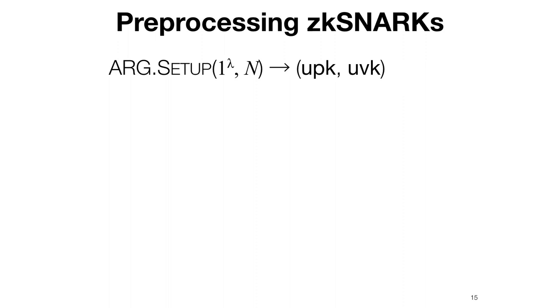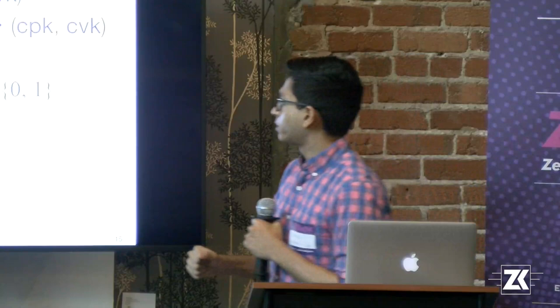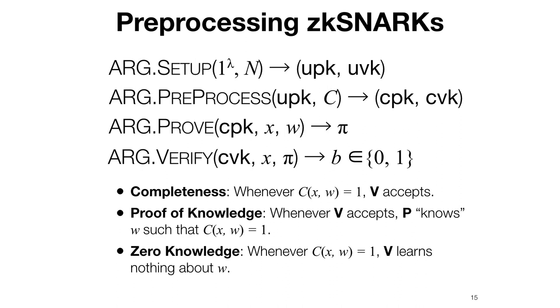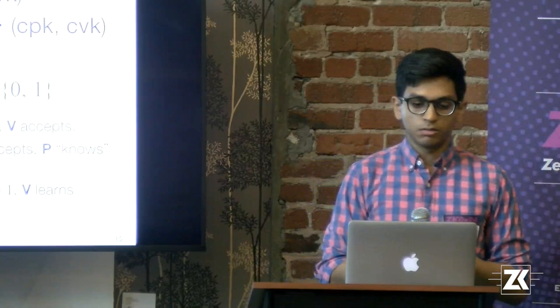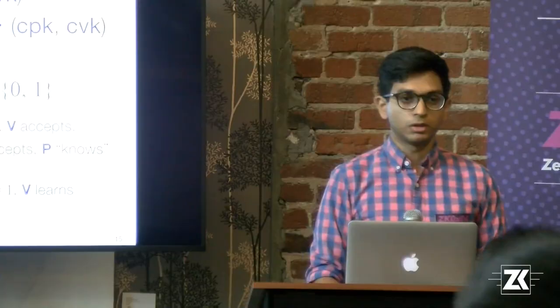You have these four algorithms. You have setup, which produces the universal parameters. You have the circuit-specific preprocessing, which produces the circuit-specific keys. You have your prove and verify, which produce a proof and verify a proof, respectively. And the properties are the standard ones of completeness, proof of knowledge, and zero knowledge. I won't go over this because it's a standard notion. You can look at any paper and you'll find these notions. Let's look at how our compiler constructs each of these algorithms step by step, starting with the universal setup.